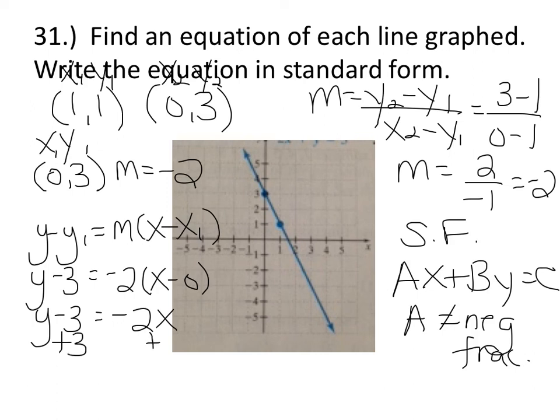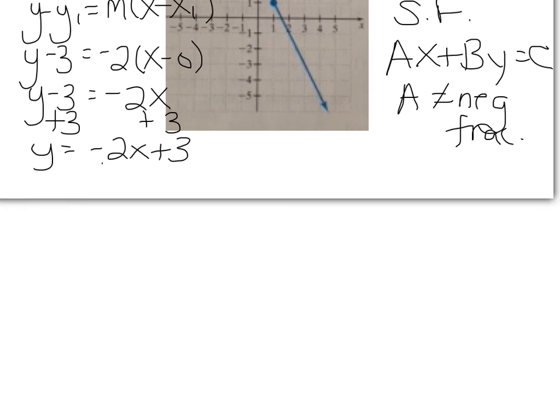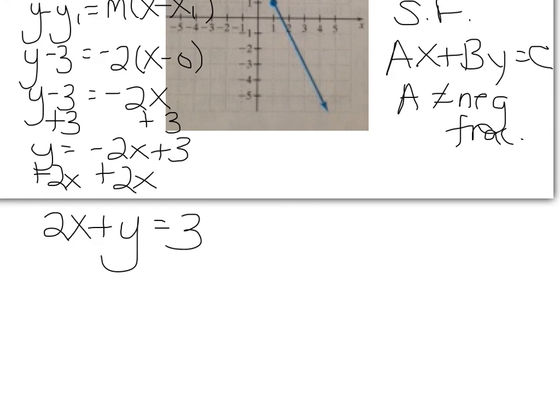Add 3 to both sides. So I have y equals negative 2x plus 3. Add 2x to both sides. So I have 2x plus y is equal to 3. Make sure that my a is not a fraction and that it's not negative. I'm good in both cases. So 2x plus y equals 3 is in standard form, and I am good to go.